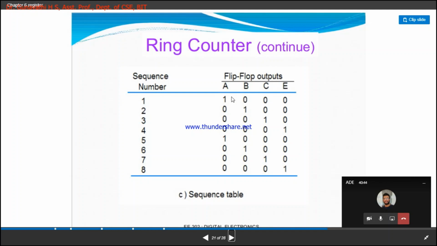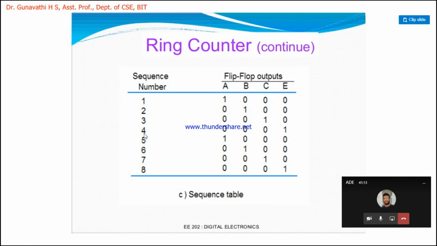With the next clock, this has been moved to the next, this to the next, and this comes back to the first. Now with the next clock, this 0 has come back here, so this is 0 1 0. With the next we get 0 0 1. With the next we get 1 0 0. This is similar to the one we started with. So for every 4 clock cycles, the sequence repeats in a ring counter. Is this clear? If it is a 4-bit, for every 4 clock pulses, the sequence repeats.